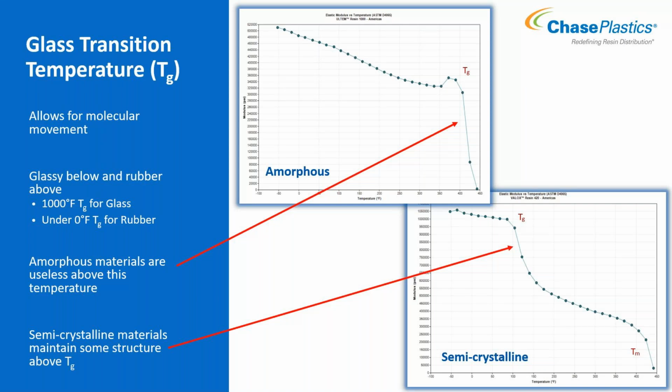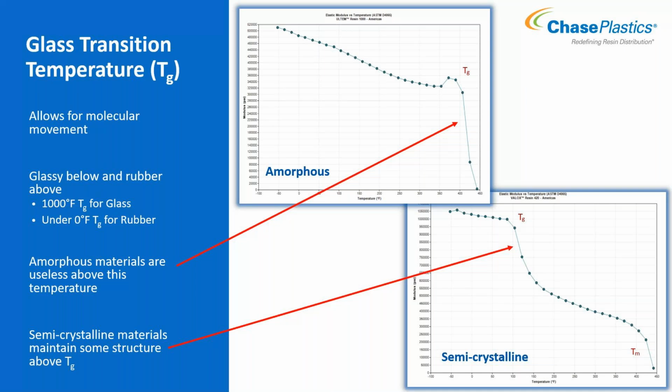Everyone can picture glass, very strong, very stiff. When you go above the TG, it's considered the rubbery phase of it. It feels more soft, more flexible. It's able to move a lot easier. And so we want to know where our TGs are for our material when we're designing, and to understand overall the thermal performance of the material.